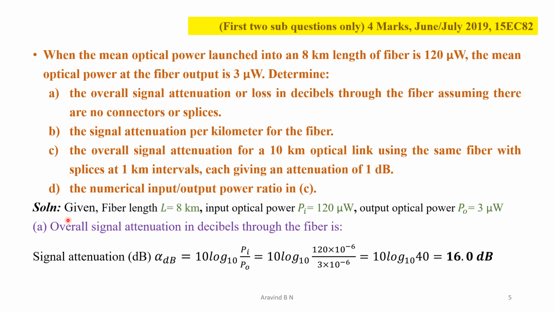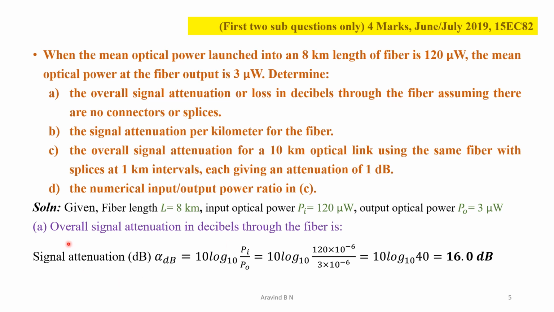Coming to the solution, let us first note down the given parameters. The given fiber length is L equal to 8 kilometer, and this length is applicable for the solution for A as well as for B. For C, they have given another distance, 10 kilometer, which we have to consider for C as well as for D. Then input optical power Pi is equal to 120 microwatt, and output optical power P0 is equal to 3 microwatt.